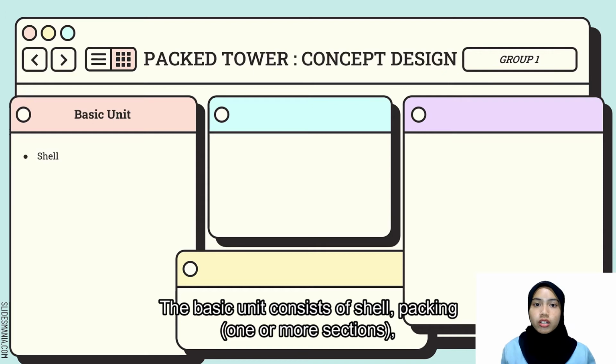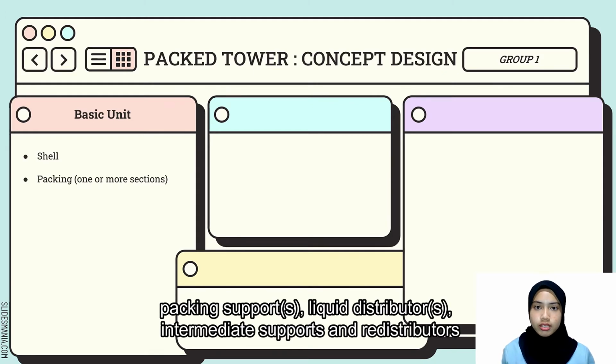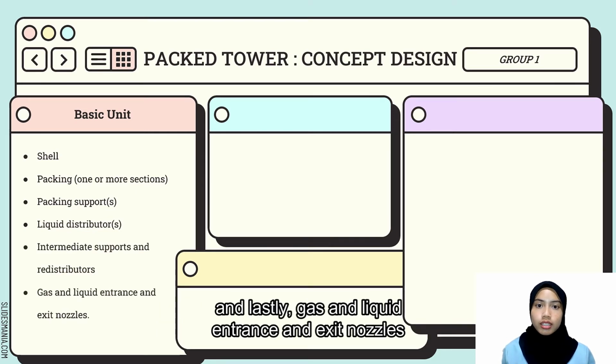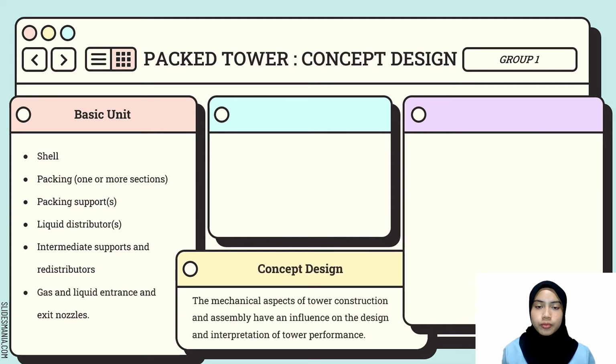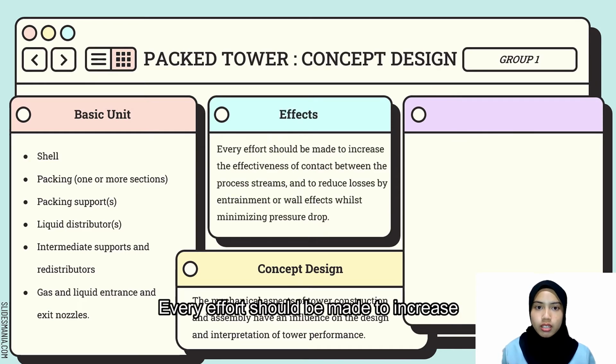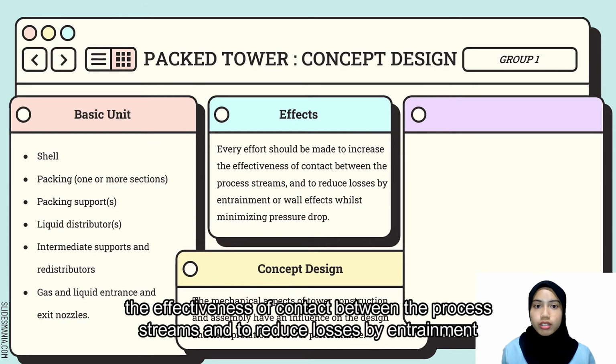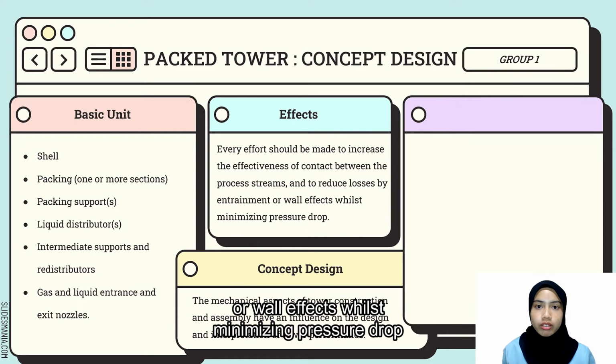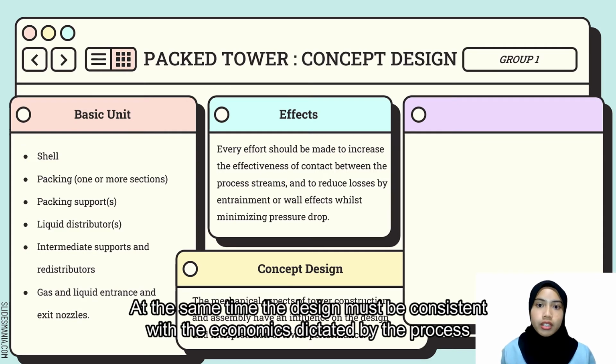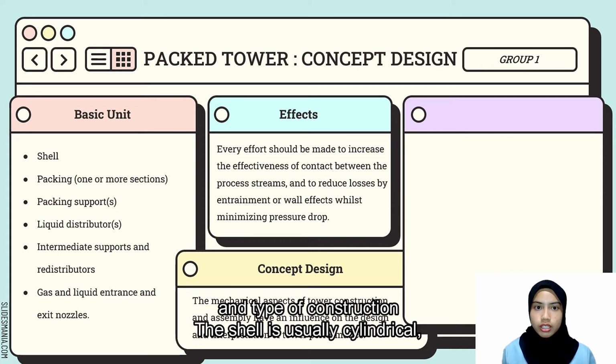The basic unit consists of shell, packing in one or more sections, packing supports, liquid distributors, intermediate supports and redistributors, and lastly, gas and liquid entrance and exit nozzles. Many of the mechanical aspects of tower construction and assembly have an influence on the design and interpretation of tower performance. Every effort should be made to increase the effectiveness of contact between the process streams and to reduce losses by entrainment or wall effects whilst minimizing pressure drop. At the same time, the design must be consistent with the economies dictated by the process and type of construction.